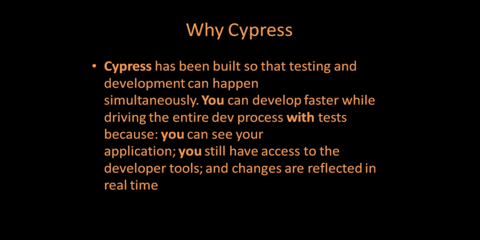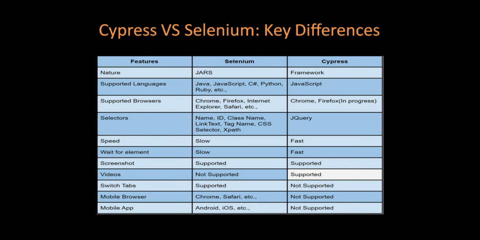So now, why are we using Cypress? We know that Cypress is built so that testing and development can happen simultaneously. You can develop faster while driving the entire dev process with tests, because you can see your application. You still have access to the developer tools, and you can see the changes reflected in real time. Now we need to see the difference between Cypress and Selenium.